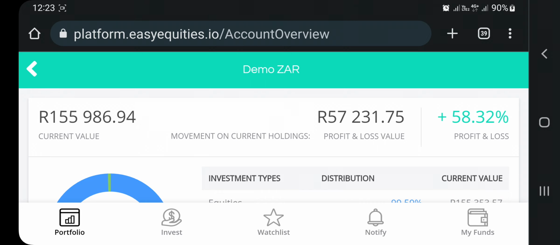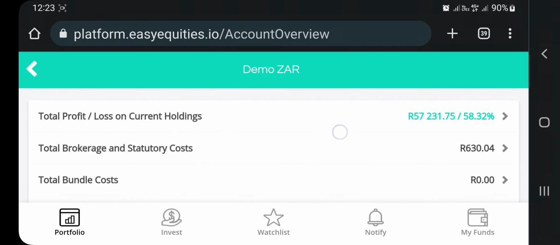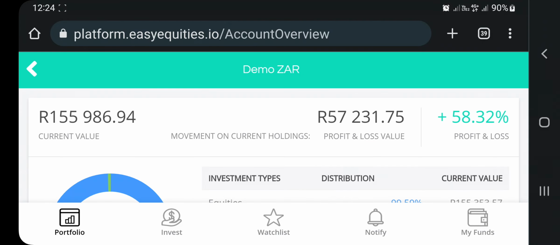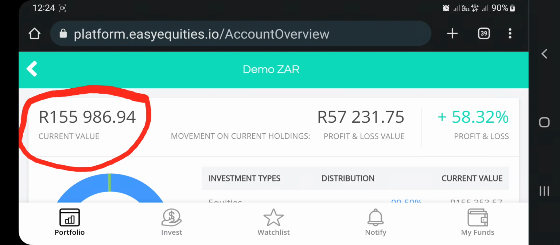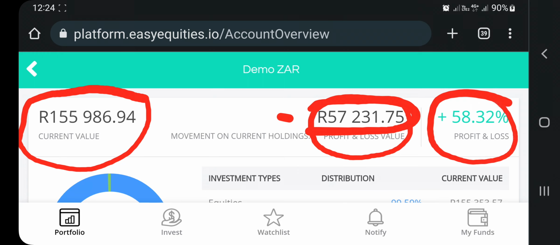So before we even go there, let's talk about this. Let's say you were given 100k, okay? It's a demo, I'm sure now it's 100k. So here is the current value of your portfolio. Here you're going to see your profits. If you are in profit, you're going to see your money here. If we lose, you'll also see here how much minus. So on this side, it's profit and loss.